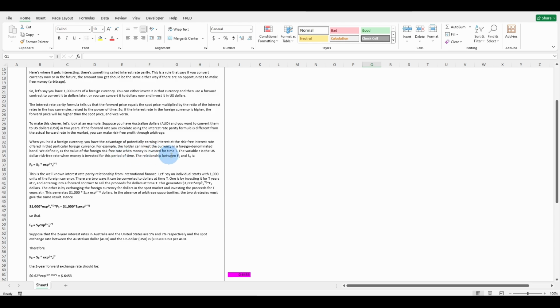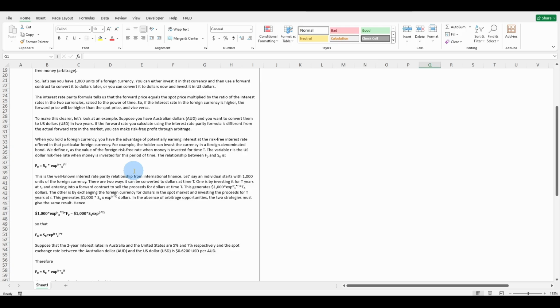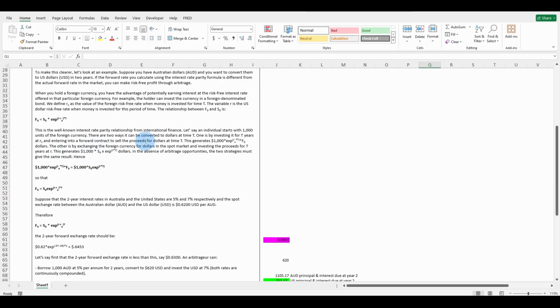The relationship between F_0 and S_0 is: F_0, the forward or futures price, is equal to the spot price S_0 times exp((R minus R_f) times T). This is the well-known interest rate parity relationship from international finance.